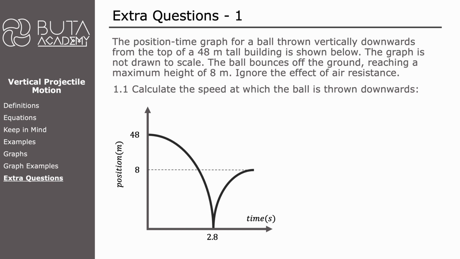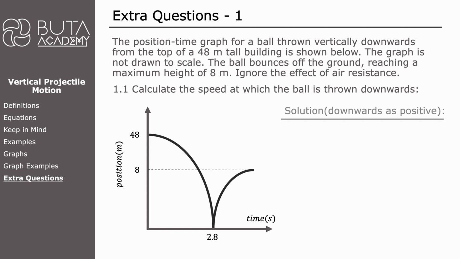The position time graph for a ball thrown vertically downwards from the top of a 48 meters tall building is shown below. The graph is not drawn to scale. The ball bounces off the ground, reaching a maximum height of 8 meters. Ignore the effect of air resistance. Calculate the speed at which the ball is thrown downwards.